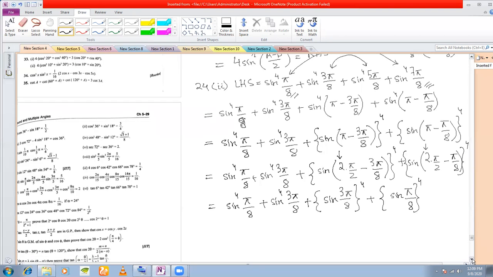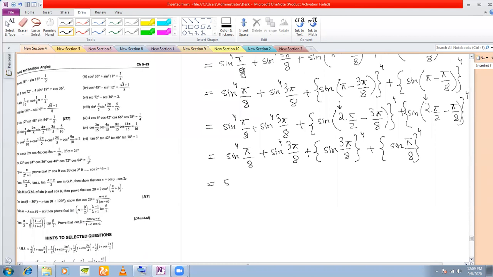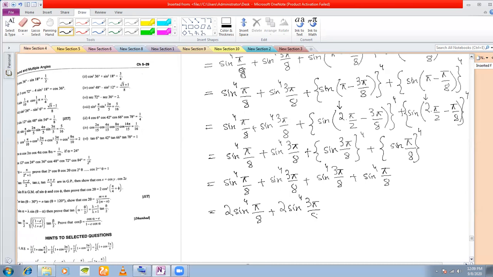Okay. So now it becomes a little easier to work out. Sine to the power of 4 pi by 8 plus sine to the power of 4 3 pi by 8 plus sine to the power of 4 3 pi by 8 plus sine to the power of 4 pi by 8. Okay, so this becomes twice sine to the power of 4 pi by 8 plus twice sine to the power of 4 3 pi by 8.